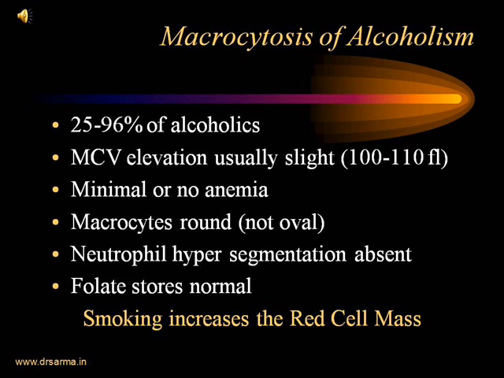Remember that in smokers, the red cell mass increases. This is to compensate for the decreased oxygen carrying capacity of carboxyhemoglobin. In alcoholism, we see macrocytic anemia. In smokers, we see polycythemia.